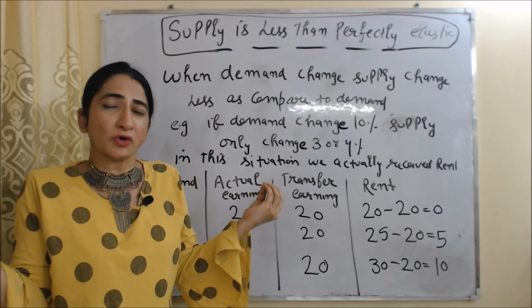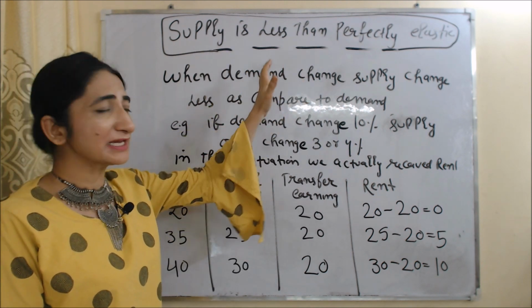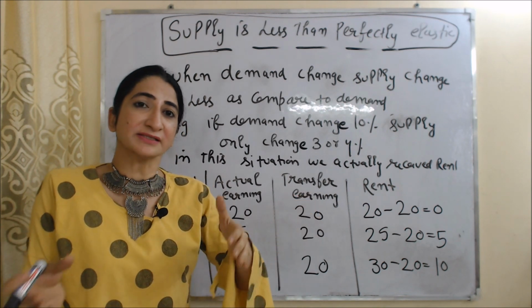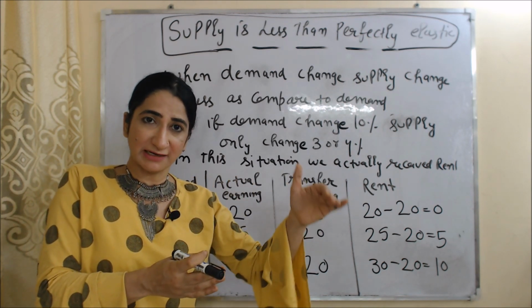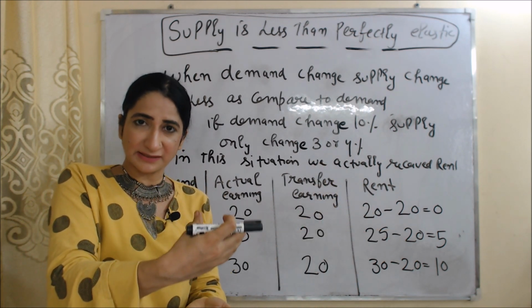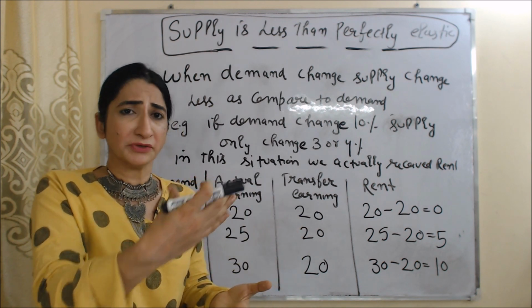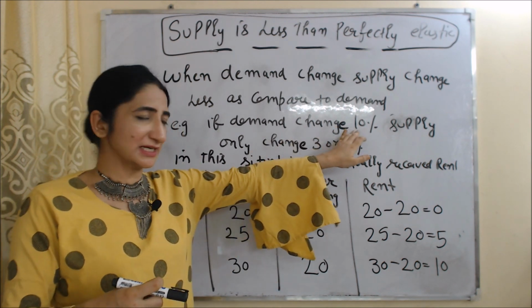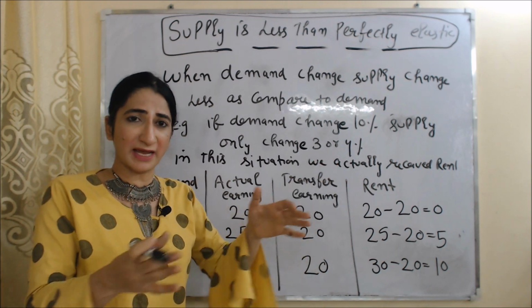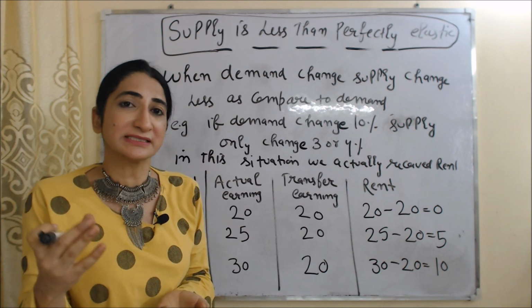Now we are going to talk about the third case, when supply of factor of production is less than perfectly elastic. Less than perfectly elastic supply means that supply of factor of production changes less as compared to demand. For example, demand changes 10% but supply only changes 3 or 4%, which means supply is changing less as compared to demand. In this case, we actually receive rent.